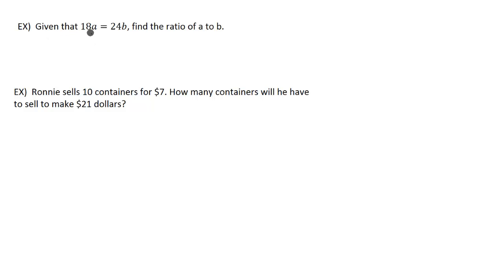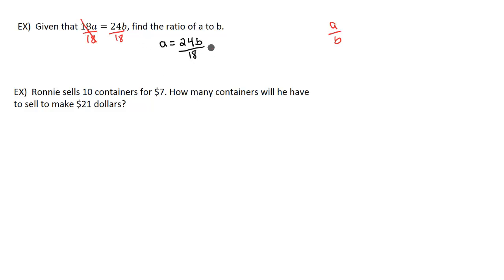So in this first one, we're given that 18a equals 24b. So 2 different variables. We want to find the ratio of a to b. What I recommend doing is, well, we know that a to b can also be written as a over b, like that, right? So if we could solve this equation right here and make it look like this, then we're good to go. So let's just get rid of this 18 right here first. So I'm going to divide this left side by 18, divide this right side by 18. That goes away. I'm left with this right here.